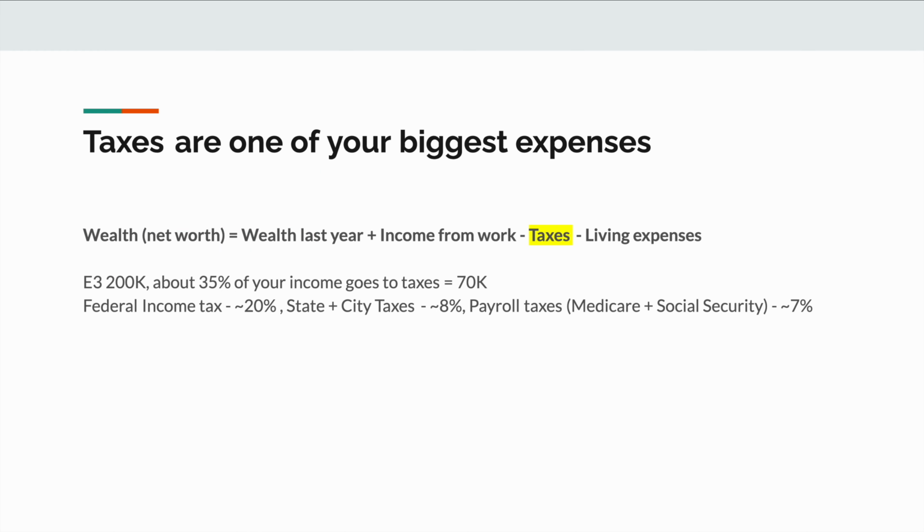So taxes are going to be one of your biggest expenses. If you're just starting out earning $200,000, that is going to be close to 35% of your total income. So that's $70,000. That's like the average household income. You're paying that much in taxes. 20% of that goes to federal. 8% is going to state and city. In this case, I'm talking about New York City. And then payroll taxes are somewhere in the order of 7%.